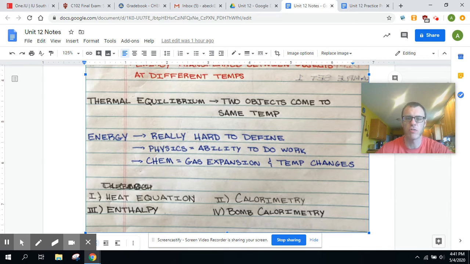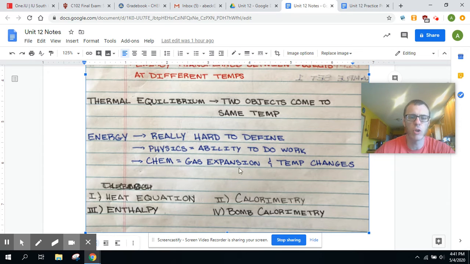Energy, this one's kind of hard to define. If you think about what energy is, it's a really strange concept. We're always trying to get more, we need more, we use energy when we turn on our lights and stuff like that. In physics, it's the ability to do work. That's what energy is. And what's work? Force over distance, but don't worry about that.